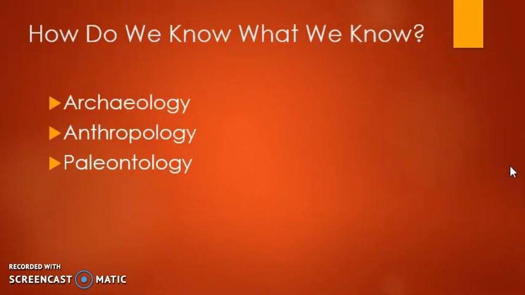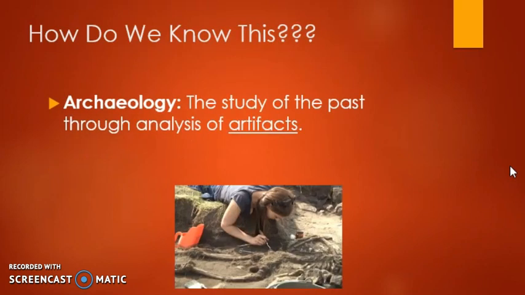So how do we know what we know? How do we know about early man? How do we know about these movements? We know about them from three different sciences: archaeology, anthropology, and paleontology. We're going to take a look at what each of those three means, what they do. So the first is archaeology, which is the study of the past through the analysis of artifacts.